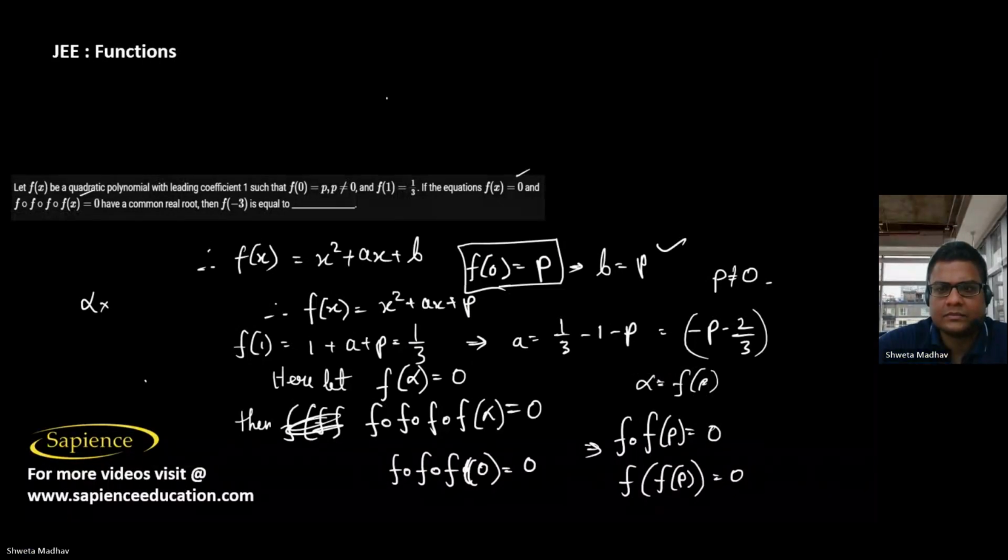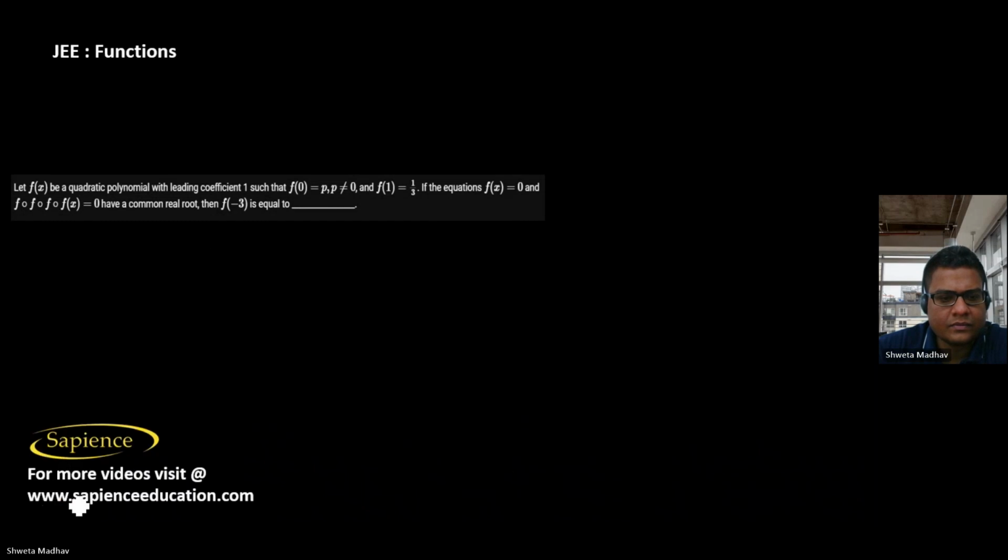Yeah, so here it is a quadratic polynomial. Let's say its roots are alpha and beta. Suppose alpha and beta are its roots. Then we can write the function f of x as x minus alpha into x minus beta, which is the quadratic polynomial.